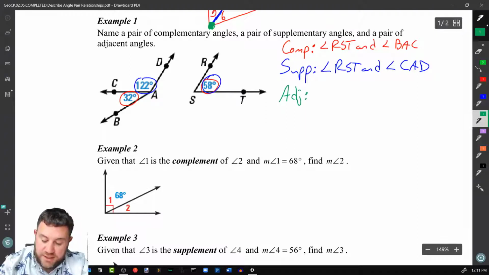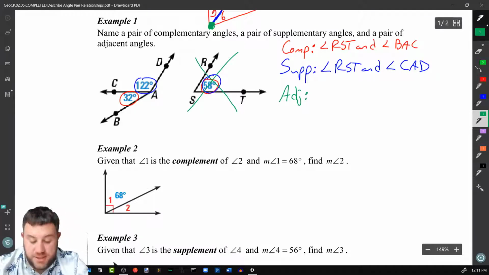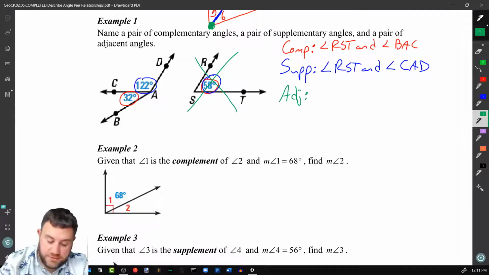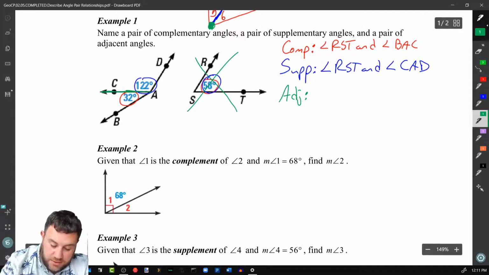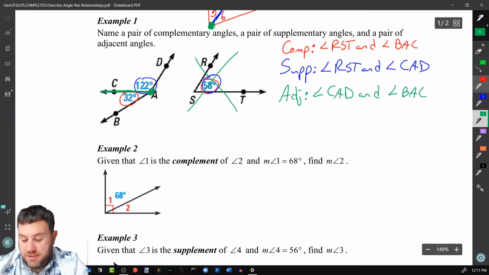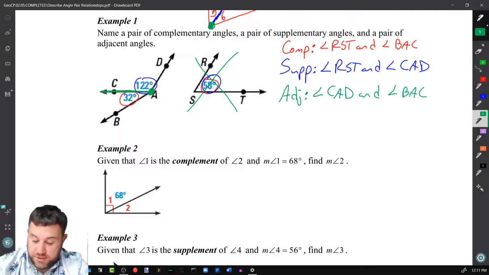And then finally, adjacent angles. I'm going to abbreviate that with ADJ. We know it can't be RST because it's not next to anything. It doesn't share anything with either of the other two angles. But we can see here, they share this side. They share the vertex A. So angle CAD and angle BAC, those are adjacent angles. And adjacent angles are the ones we need to use the angle addition postulate that we learned previously.